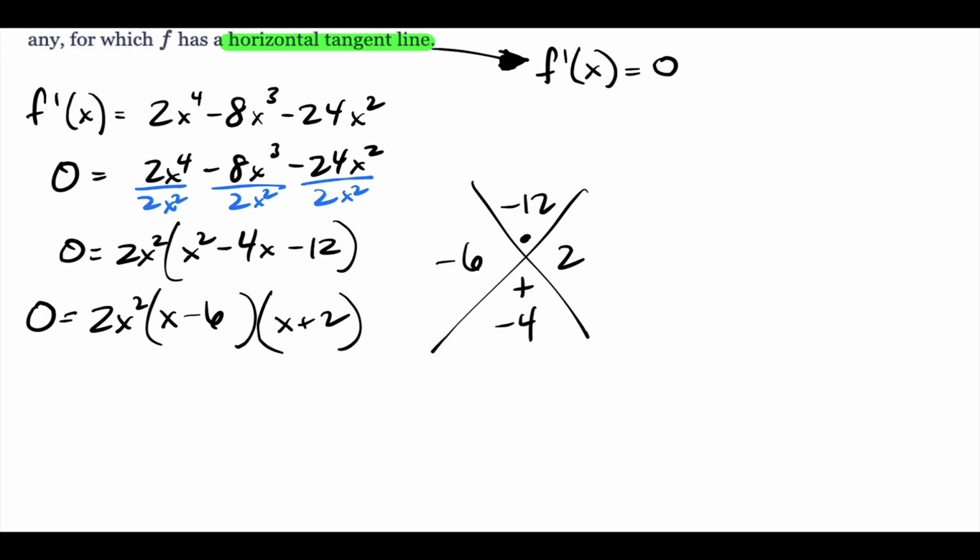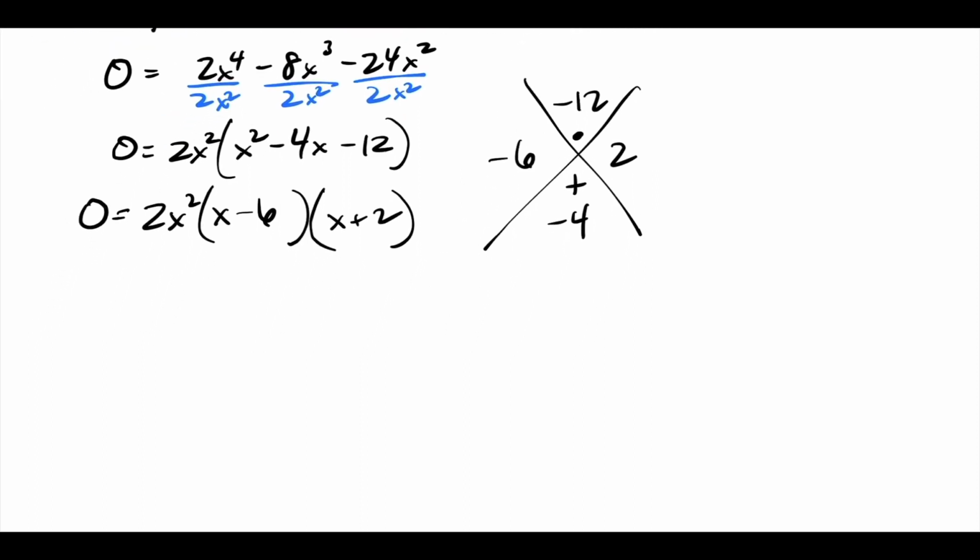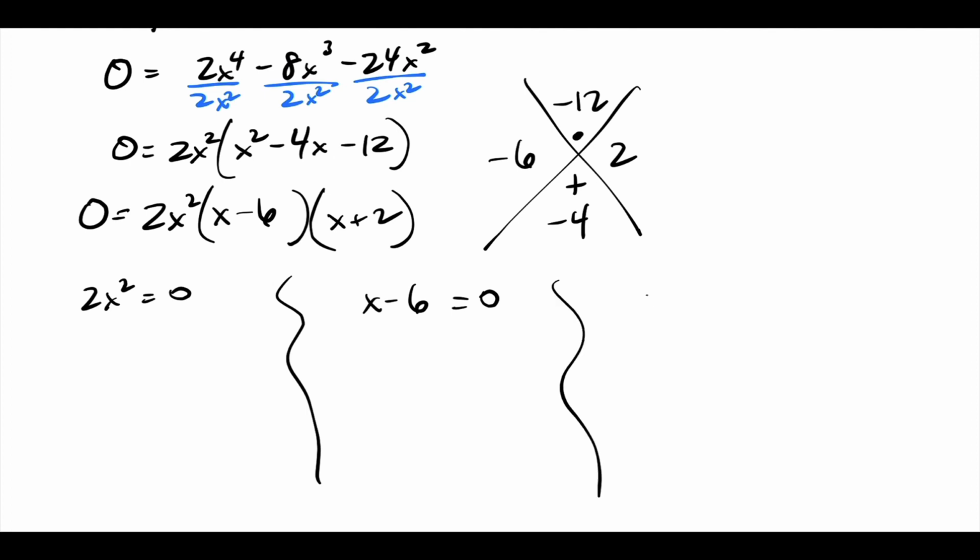Then you set them all equal to 0. You have 3 things you need to set equal to 0: 2x squared equals 0, x minus 6 equals 0, and x plus 2 equals 0. You did this in math 2 and math 3. I know for a fact because I'm teaching it right now in math 3. So you've done it before, you just haven't done it in a while in this class.